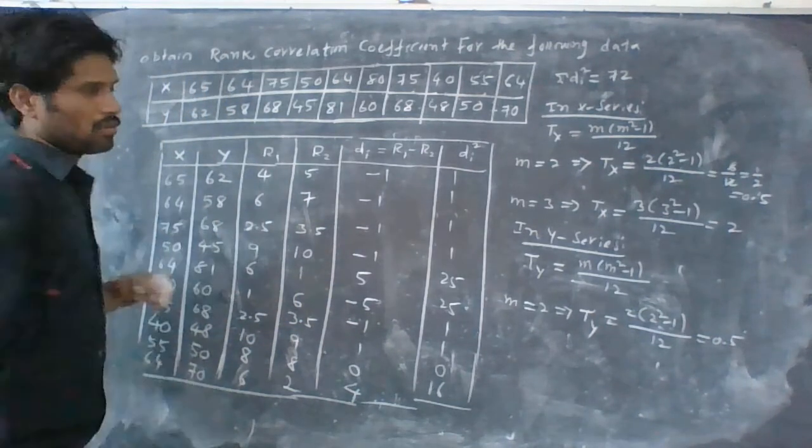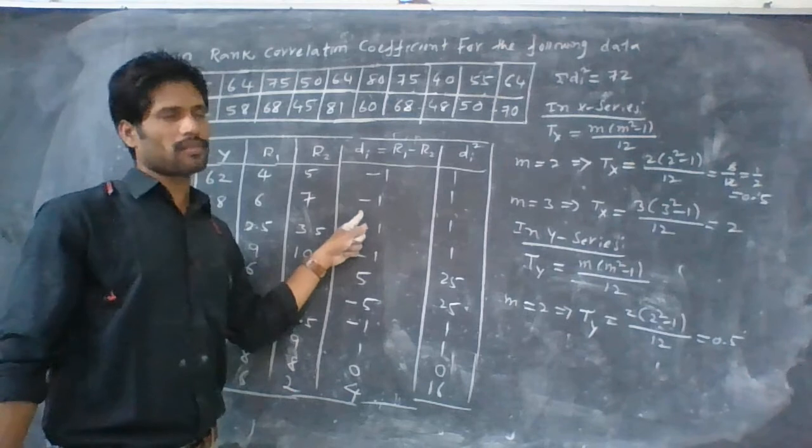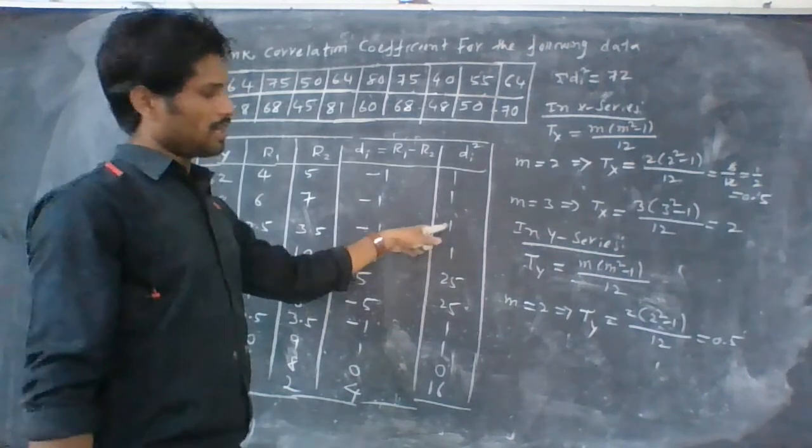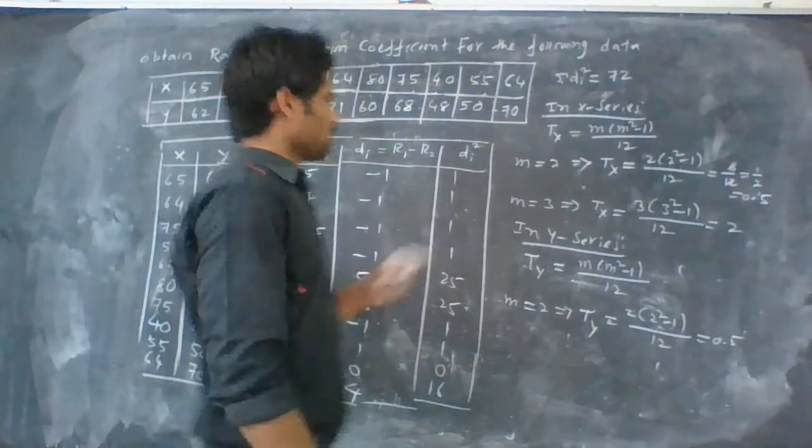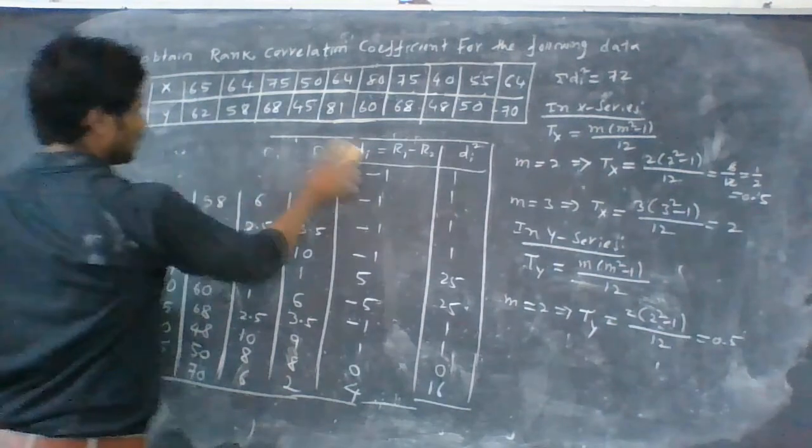So R1, R2, subtracting R1 minus R2 values, squaring to get di squares, adding di square, using this process, continue to the next steps.